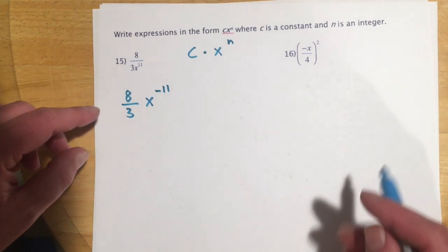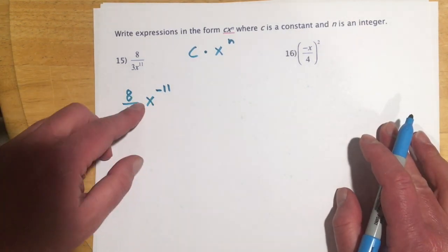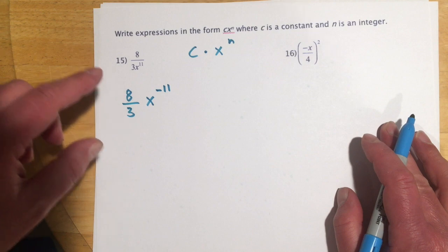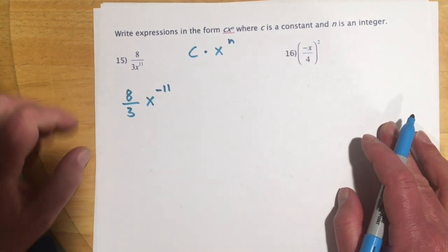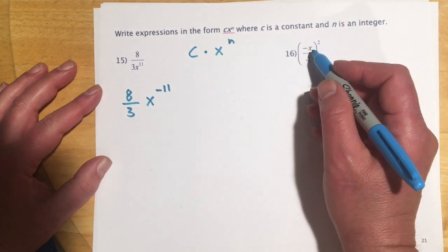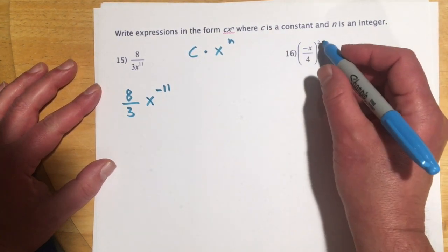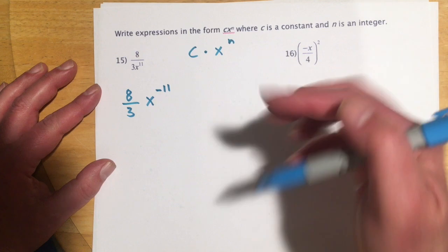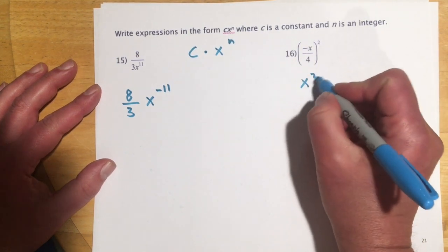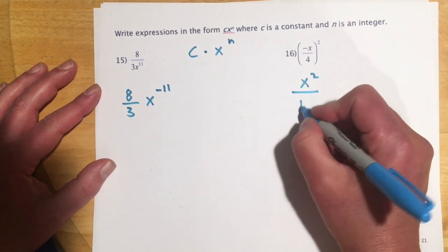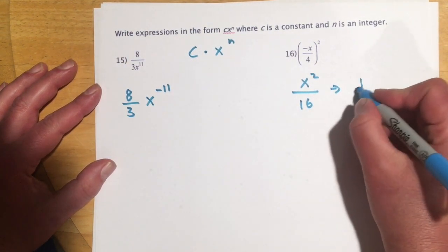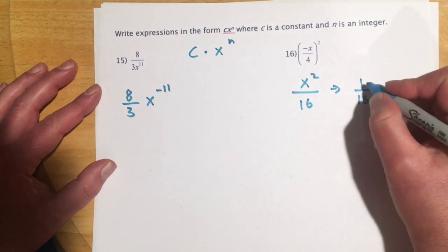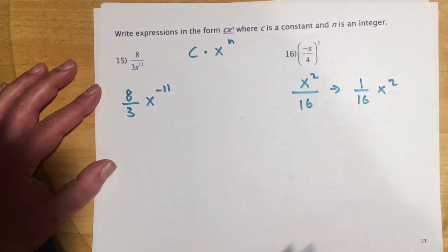And I realize at this time that why you would ever want to do that maybe isn't clear, but once you hit derivatives in calculus, you'll like that form a whole bunch better. 16, kind of the same idea, so this would be squaring this, that makes two negatives, so it'll be a positive x squared, and then 4 squared would be 16. So just to make it look like that, we'll rewrite it as 1/16 would be the coefficient, and then x squared.